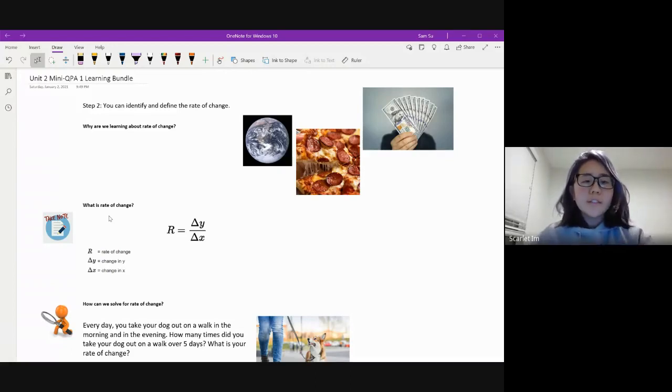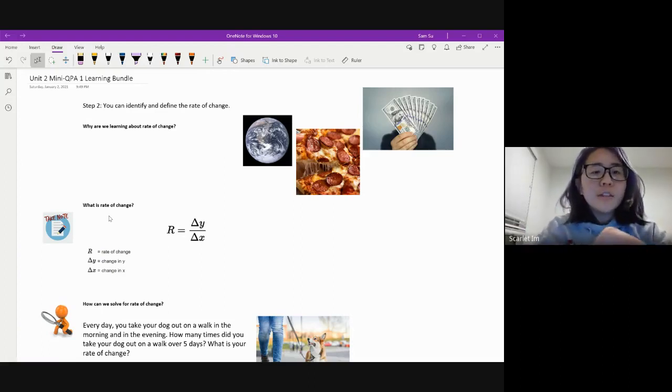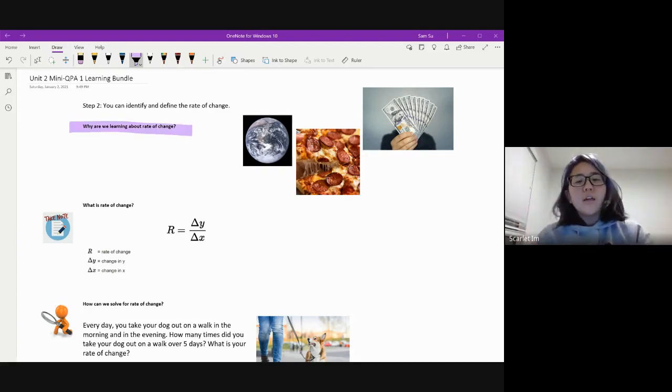All right, everyone. So this is step 2, where you're going to learn how to identify and define the rate of change. So the first thing you want to ask yourself is, why are we learning about rate of change? So you want to think about Earth. Now, when you think about Earth and even the year, we say there's 365 days each year. That's a rate of change. That's how many days it takes for the Earth to go around the sun.